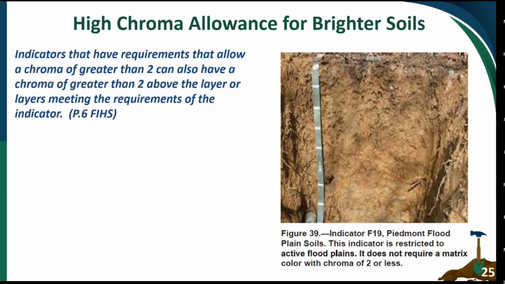So once you've met the layer criteria of the specific indicator, with these types of indicators that allow for a higher chroma, you can have higher chroma inclusions above your layer, and there are no restrictions upon what that color can be. So for example, let's say you met your F19 indicator, you met all the layer criteria, and then, let's say 8 inches above that, you had a color of 10YR 5/8, something as bright as that, it's still allowed as long as you meet the layer requirements for that specific indicator.